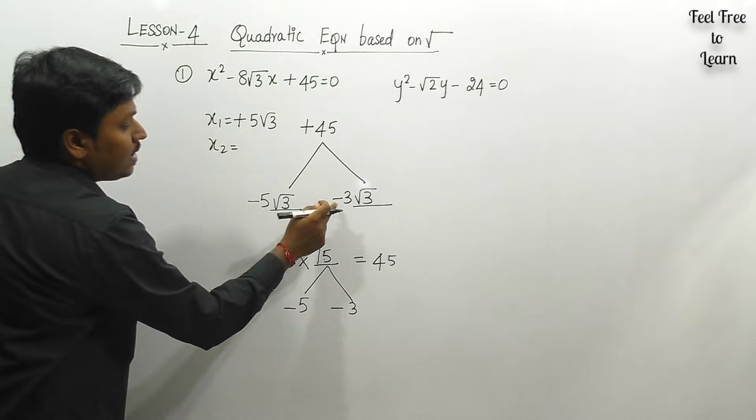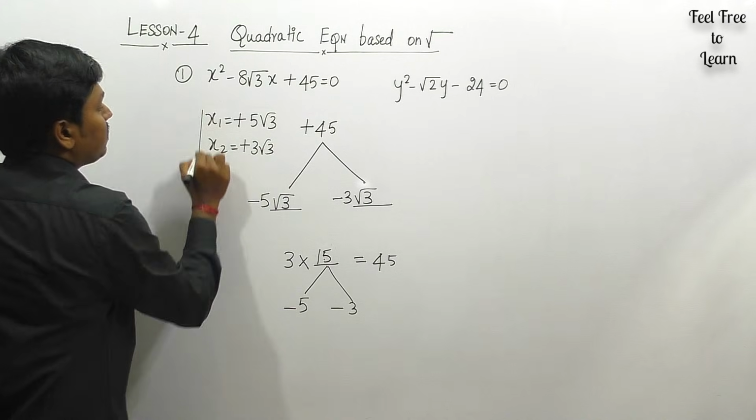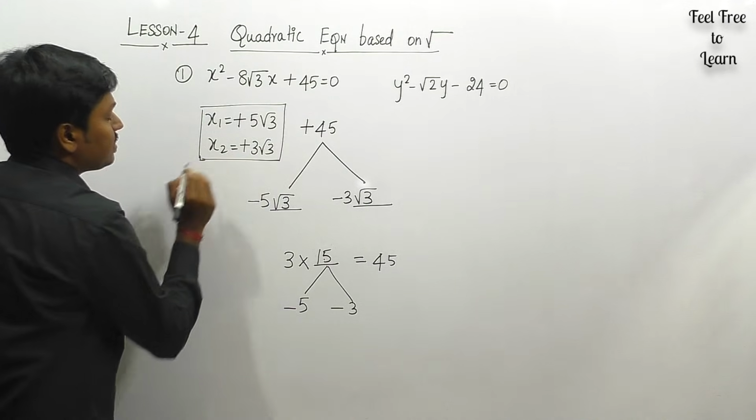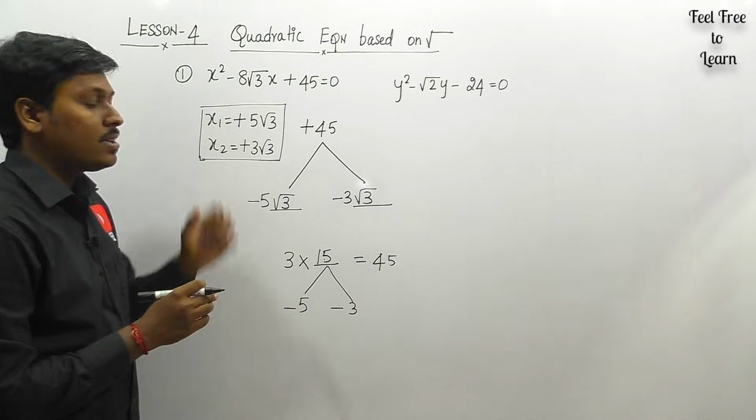Then x2. Here it is minus 3 root 3, so while writing, it should be plus 3 root 3. So finally we found the factors for the x term, that is 5 root 3 and 3 root 3. So this is the concept to find the factors for this question.